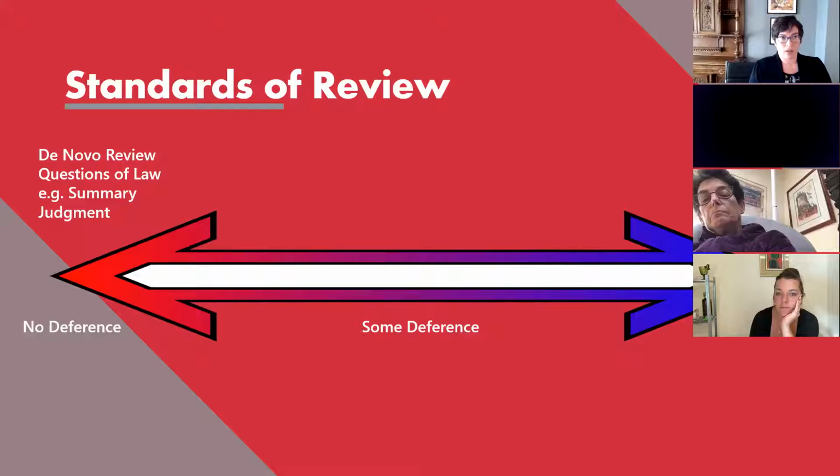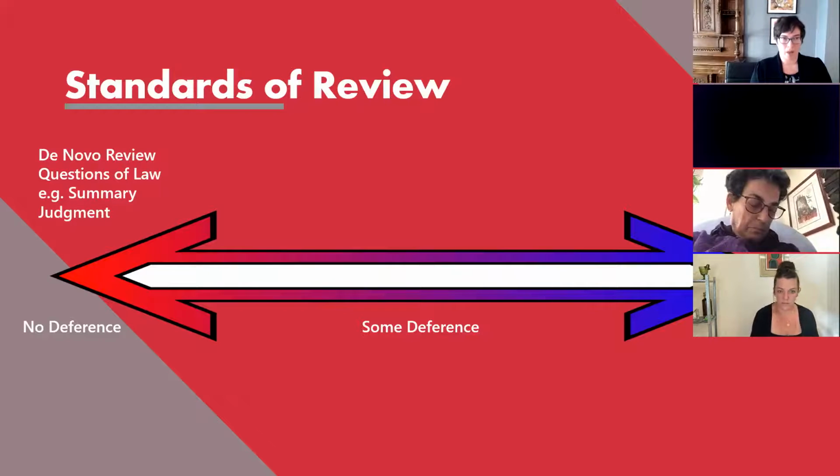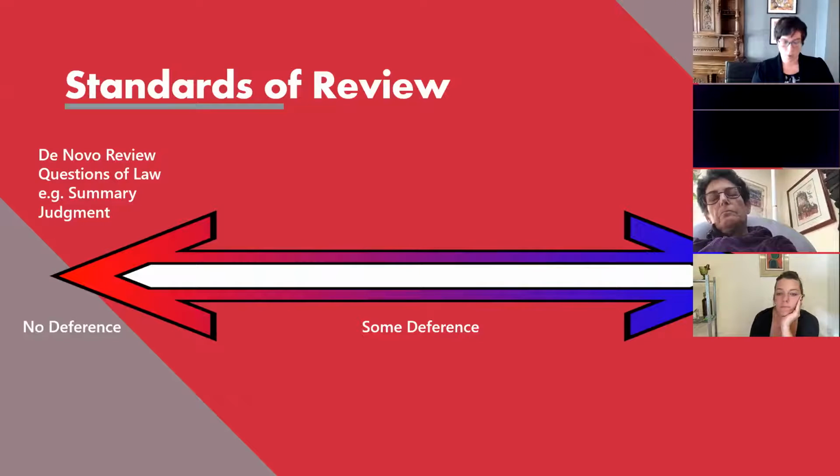So what basically this means is that if a trial court makes a decision that is subject to de novo review, and it goes up on appeal, when the appellate court reviews it or when the Supreme Court reviews it, the Supreme Court will review it anew, giving absolutely no deference whatsoever to how the trial court decided.